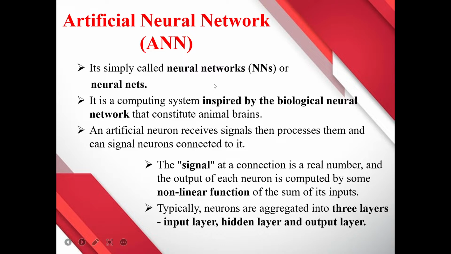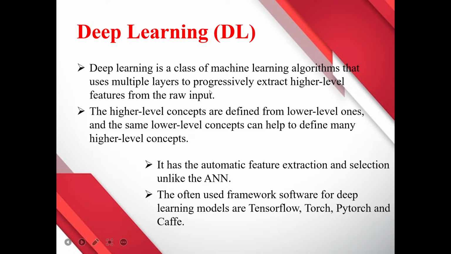And artificial neural network I have already introduced. In deep learning, by adding those things, it has automatic feature extraction and selection. And last time someone asked about the software frameworks, which are TensorFlow, Torch, PyTorch, and Caffe. Excluding MATLAB, there are also other software platforms which support Python and C++, in which you can do the same coding.